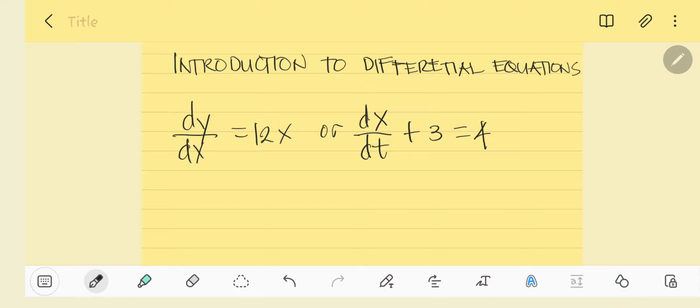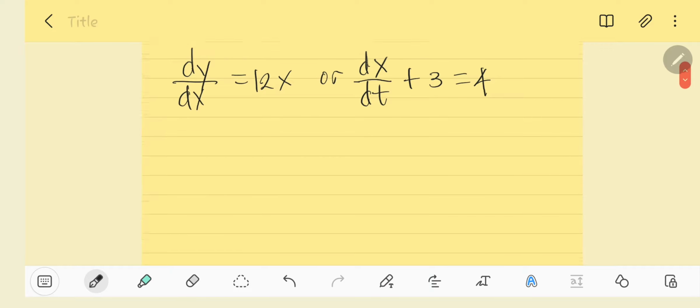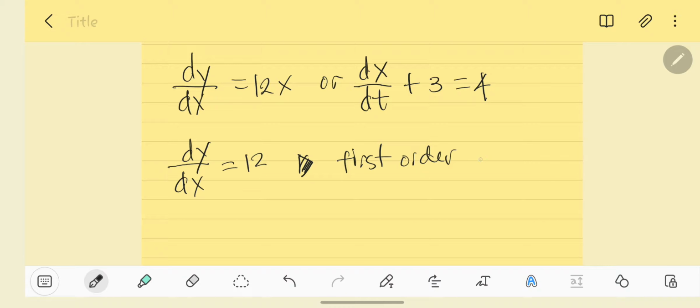Now, differential equations are also classified according to the highest derivative that occurs in them. So let's say for example, dy/dx = 12. Now, this is a first order differential equation.